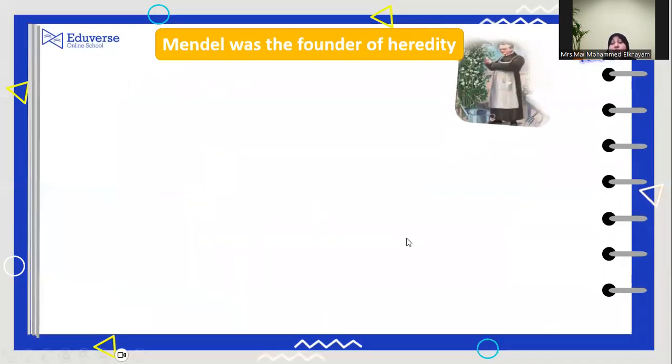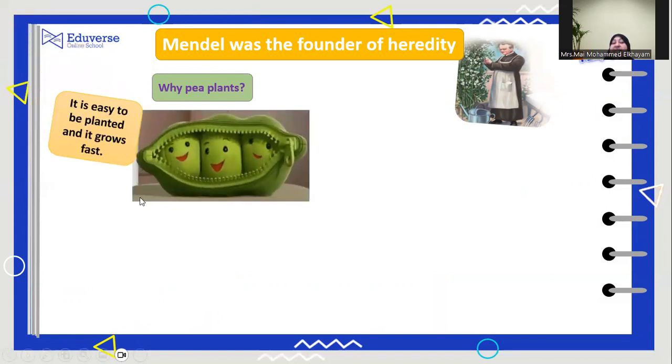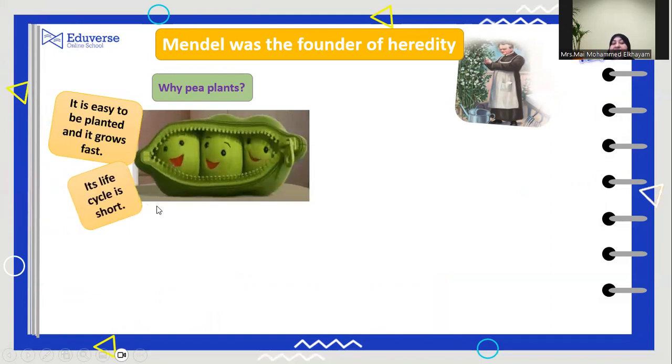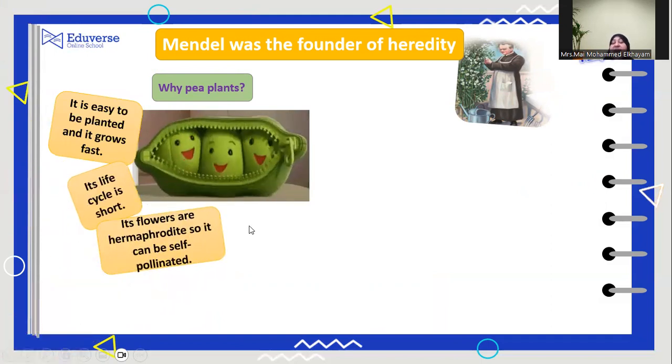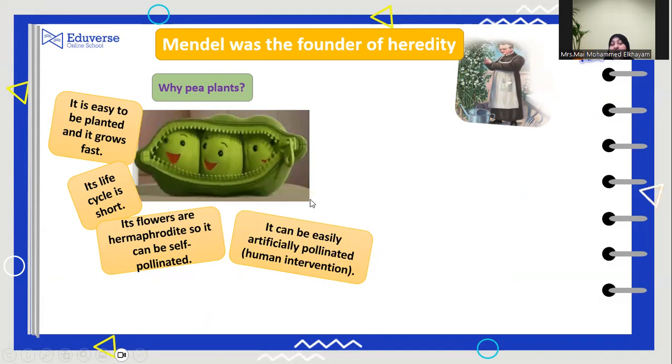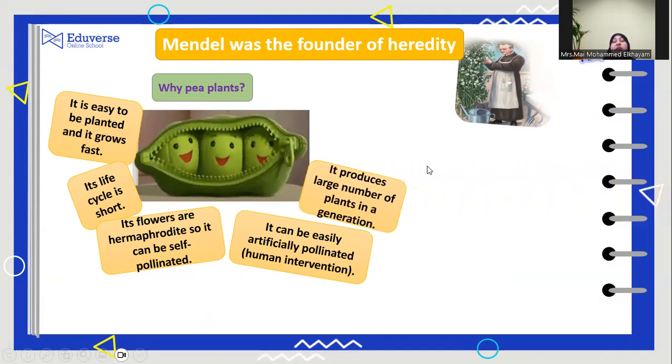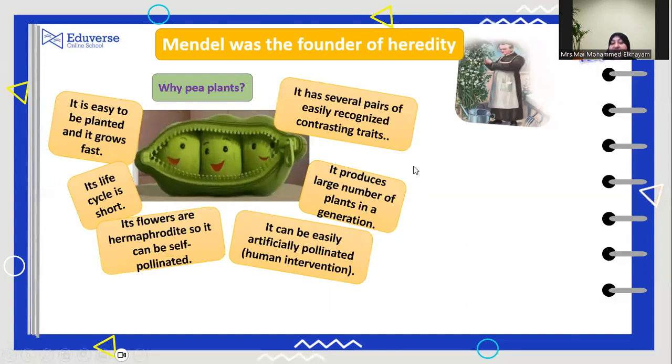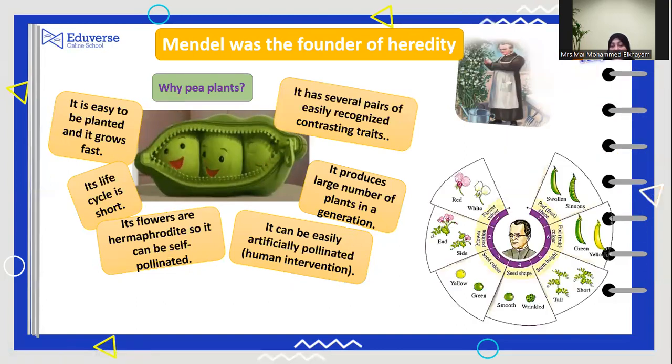Mendel was the founder of heredity. He is the father of heredity, because based on his studies, all the scientific information in genetics nowadays is known because of him. So why pea plants? Why did he choose pea plants to conduct his experiments? There are some reasons. It is easy to plant, it grows fast, and its life cycle is short. Its flowers are hermaphrodites, so it can be self-pollinated. It can also be easily artificially pollinated by human intervention, it produces a large number of plants in a generation, and it has several pairs of easily recognized contrasting traits.